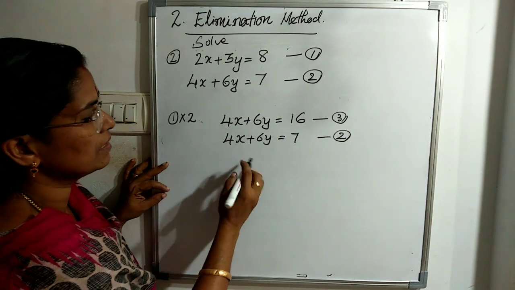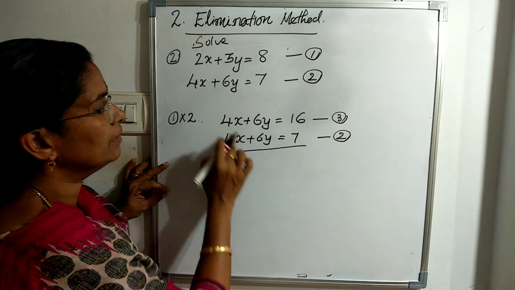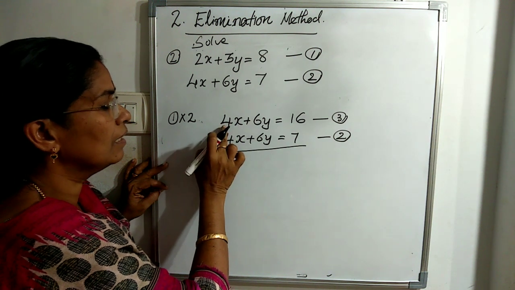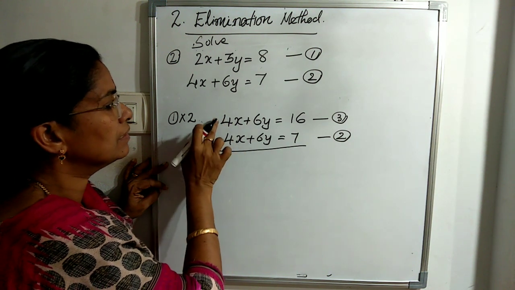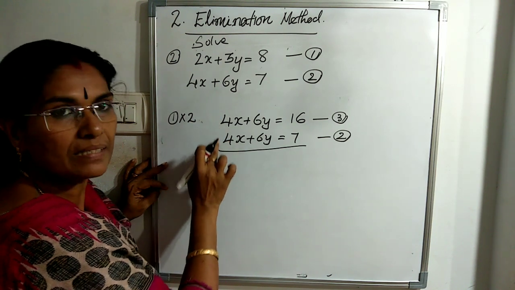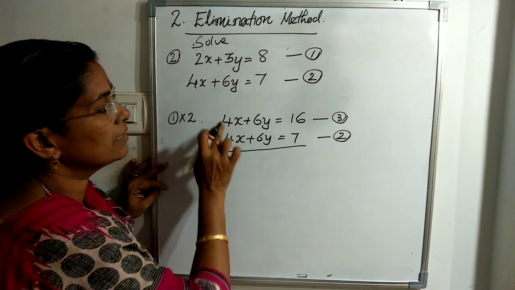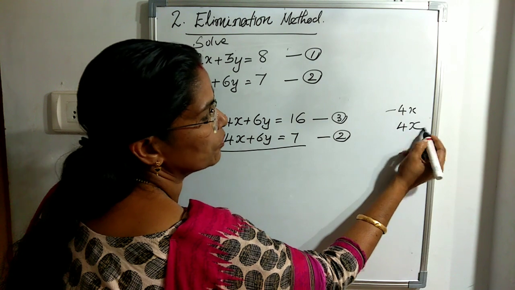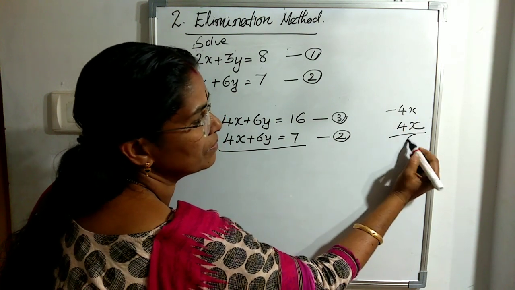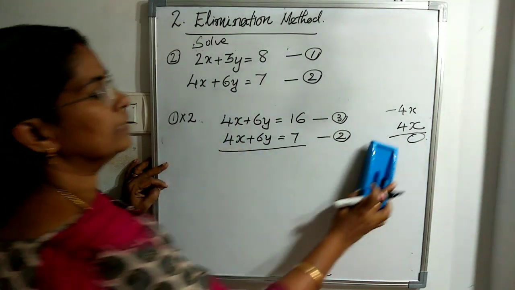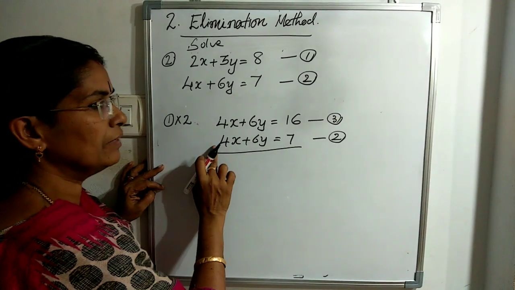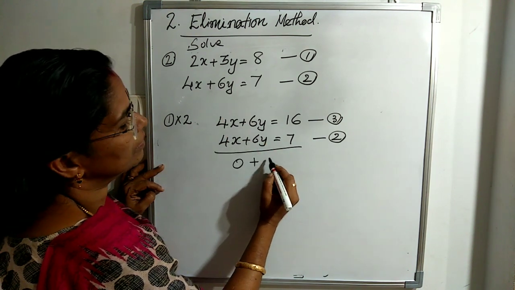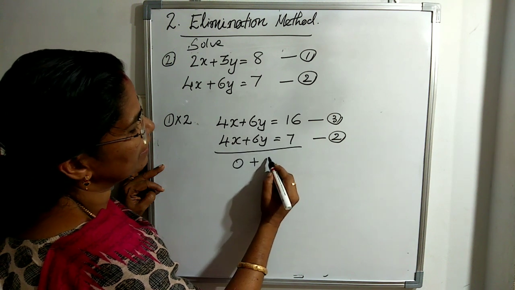Now our next step is to subtract or add. Same sign means always subtract. The coefficients of the variable we made the same, and the sign of these terms is the same, so we have to subtract. If the sign of a term is opposite, one is minus 4x and another is plus 4x, then you have to add, then only it becomes 0. Here these two terms are positive, so we have to subtract. See, 4x minus 4x is 0 and 6y minus 6y is 0.